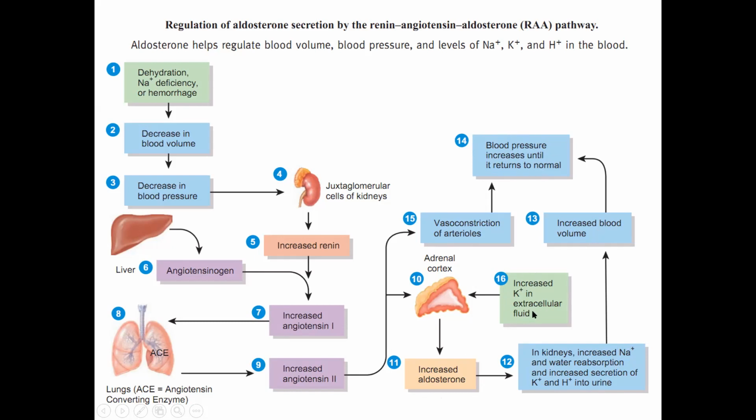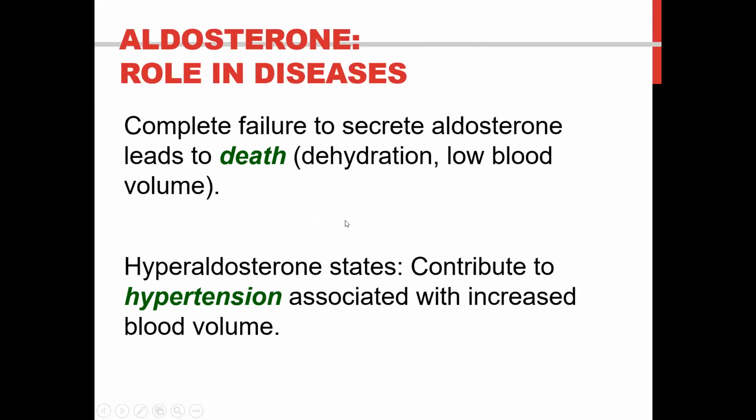And if there's hyperkalemia, the adrenal cortex would also produce aldosterone, no? It will increase production of aldosterone, leading to increased secretion of potassium and hydroxyl ion into the urine. So for the role in diseases of the aldosterone hormone, if there's complete failure to secrete aldosterone, there would be dehydration, low blood volume, and the worst case scenario would lead to death.